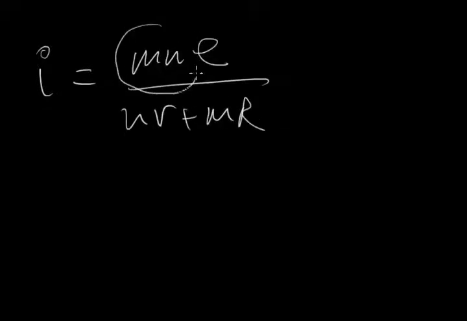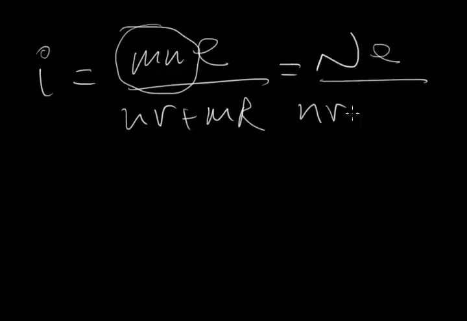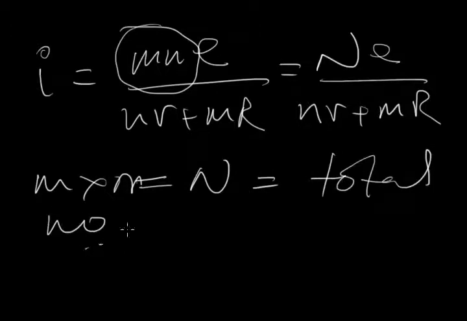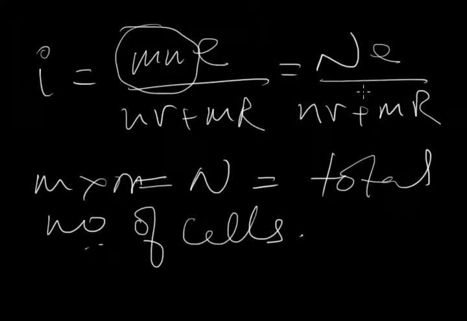Now this m into n is what we call the total number of cells. So mind you, dear students, the total number of cells is m into n, and that is equal to capital N, the total number of cells. The total number of cells will be given to you, and in that case you have to take the total number of cells as capital N.